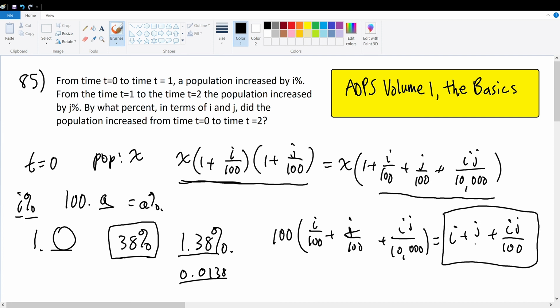And you see here that while the answer is not as elegant and concise as something like 39%, it's still an answer. Sometimes when people see such an answer, they get a little freaked out and doubtful of whether they did it correctly. But if you understand the concept and you truly understand the processes you took to find the answer, then you can be sure that the answer is correct. And in this case, the answer is I plus J plus IJ over 100.